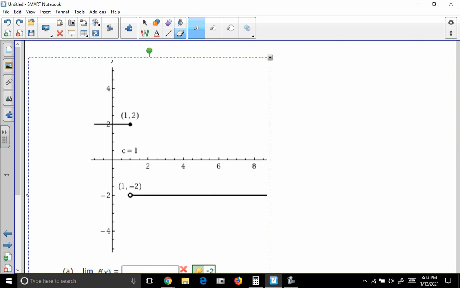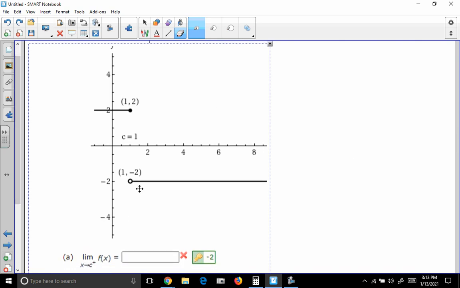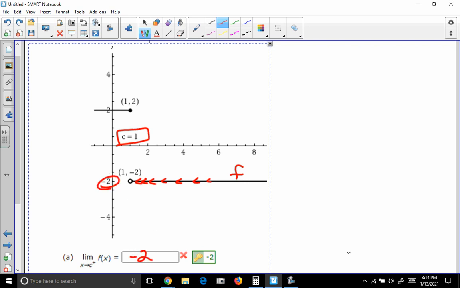Now what about this one? They ask us, what is the limit of this function if we call this function f? In this case, our c is 1. So if we're approaching 1 from the right side, if we're to the right of 1, then we're over here. So if we approach an x value of 1 from the right side, we're approaching a y value of -2. On the other hand, if we approach an x value of 1 from the left side, we're approaching a y value of 2.